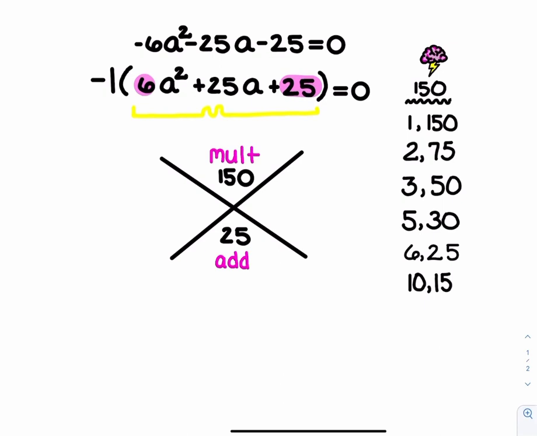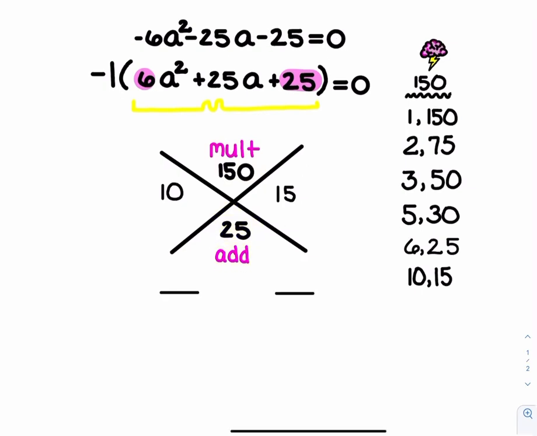Looking at these numbers, it will be easier to think of the pair that multiply together to get 150 and add up to 25. Take a moment and look over that list. Yes, it is 10 and 15. 10 multiplied by 15 is 150, and 10 plus 15 is 25. We've done the hard part.